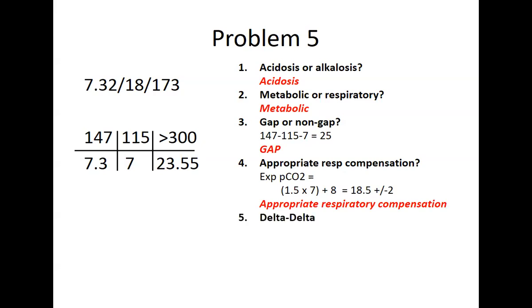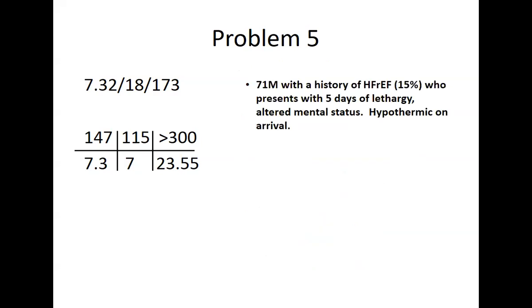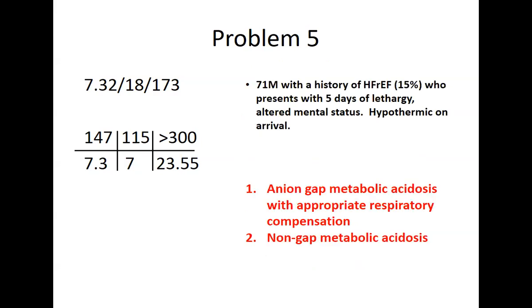Delta, delta. All right, let's look at our delta gap. What's our delta gap? 13. Delta gap 13. What's our delta bicarb? 17. So what do you think? Something's pulling that bicarb down further than just the gap alone, right? There's a coexisting non-gap metabolic acidosis. So there's an anion gap metabolic acidosis with appropriate respiratory compensation and a coexisting non-gap metabolic acidosis.